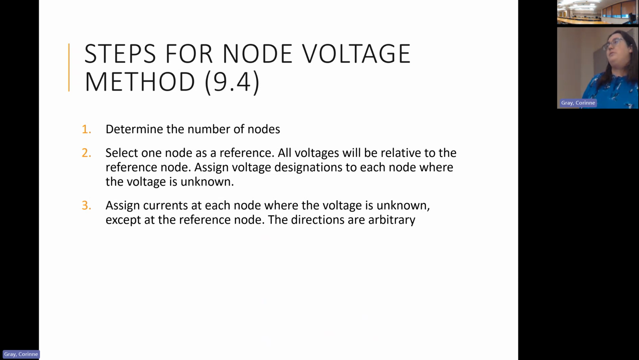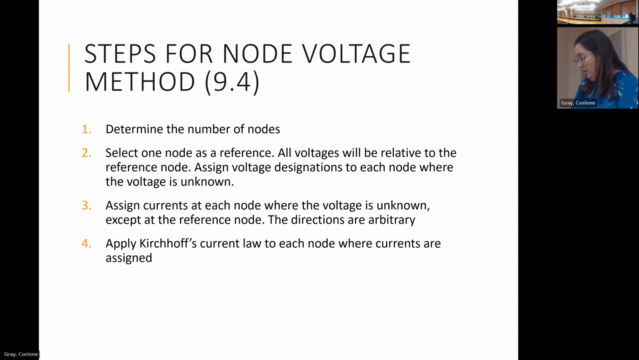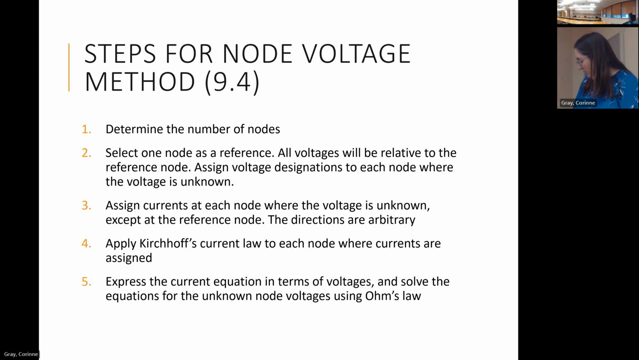For the node method, this is typically more so used when you only want 1 or 2 values. If you want the entirety of the circuit, mesh and branch tend to be a little bit nicer. But you're using Kirchhoff's current law here for node voltage to go through and solve. And then once you do that, you're going to be able to find the voltages at those different nodes. So Ohm's law for all of the methods here.